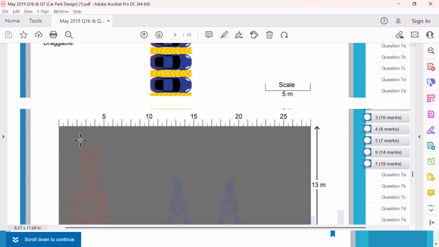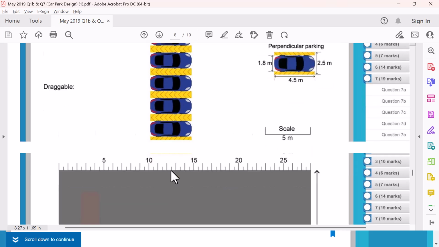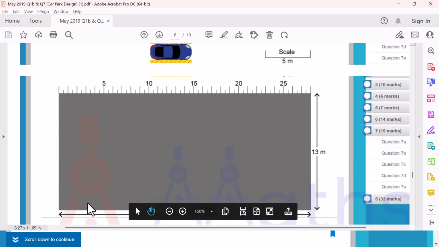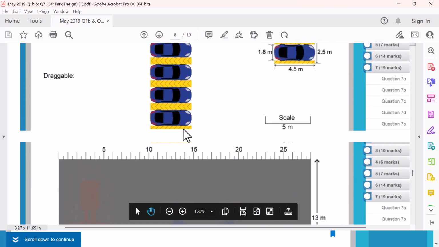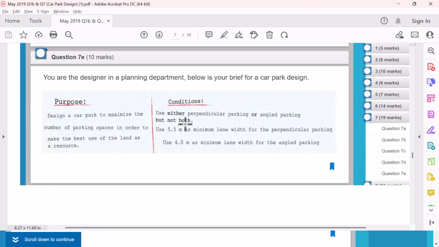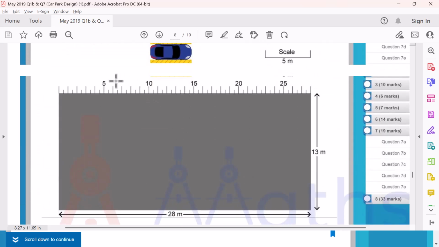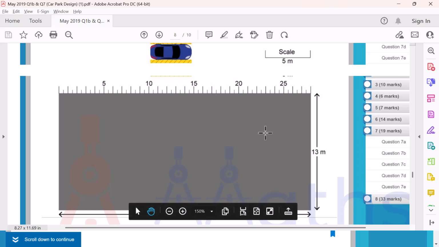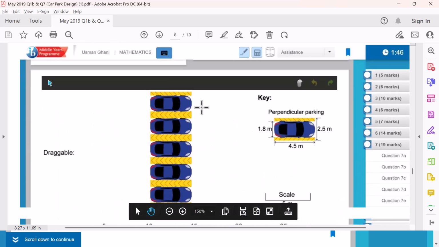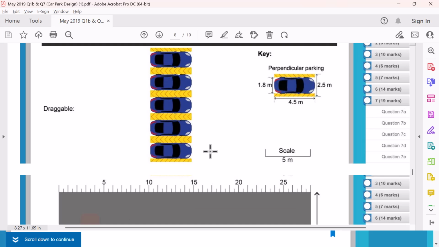Okay, so make sure if I use this canvas for the perpendicular parking, I'm gonna place a perpendicular parking scenario over here. Okay, then I'm gonna leave the gap. How much gap should I leave? I need to use 5.5 meters. So placing one over here, leaving 5.5, then placing another, leaving 5.5, then placing another. So I think I can assume to have 15 cars over here. All right, so make sure that you follow the conditions.